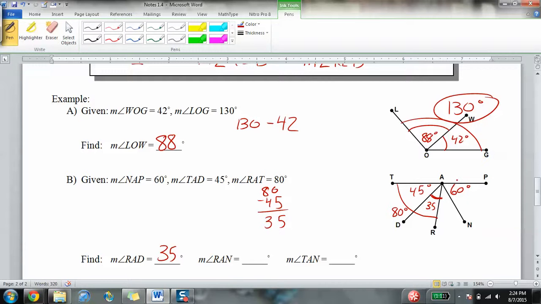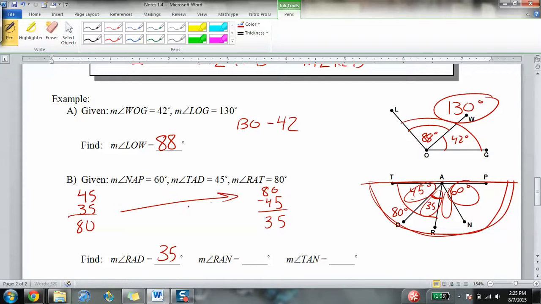Then I need to find RAN. Well, this one isn't as easy to figure out, but if we look at this right here, this is a straight line from here all the way to here. So all of these angles, these four pieces, 1, 2, 3, 4, those should add up to a straight angle, which is 180 degrees. So if I add up the ones that I already have, 45, 35, we know that those add up to 80 from over here. And if I add 80 and 60, I get 140. So to find this one missing piece in here, that piece would have to add up to 180 with the 140 degrees that I already have. So if I take the difference of those, 180 minus 140, that would leave me with 40 degrees for that piece right there, RAN, 40 degrees.